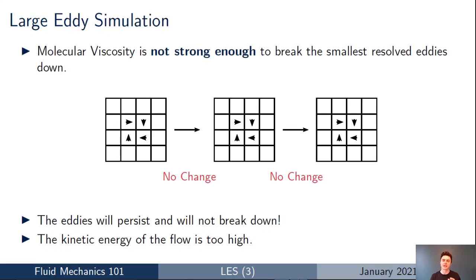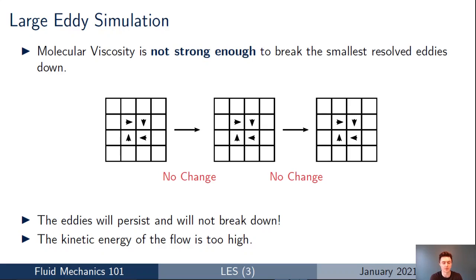Now remember, we have the action of that other force acting on the eddies. We've got the molecular viscosity, and normally for our very smallest eddies, that molecular viscosity is strong enough to dissipate the energy of the smallest eddies into heat. But for our case in LES, the smallest eddy that we've got, molecular viscosity isn't strong enough to be able to break down that eddy.